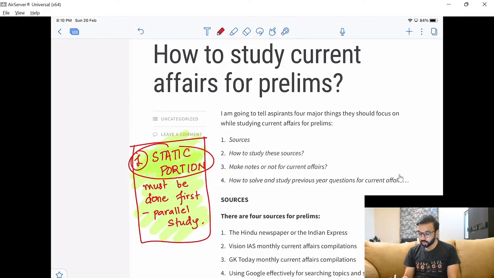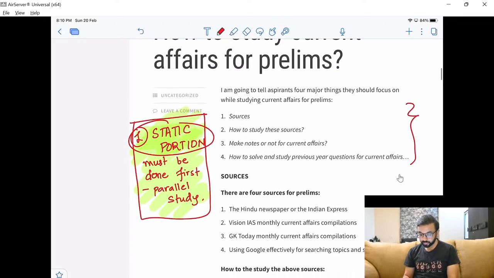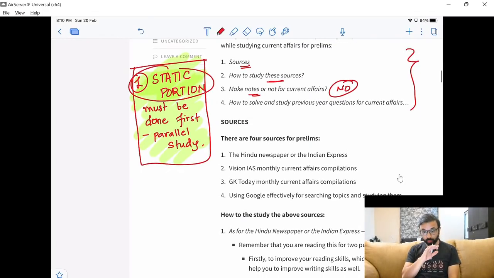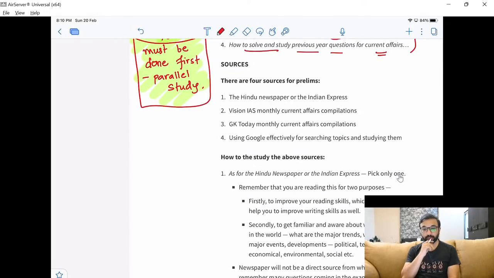Now that being said, I am going to tell you four main things in this session today. Number one is going to be sources: which sources you can use for current affairs. I will also tell you how to use these sources. Then number three, how to make notes, and whether to make notes or not. The short answer is no. Definitely don't make current affairs notes, and I will give you the reason too. And then how to solve and study previous year questions of current affairs. I will give you some idea about this today as well.